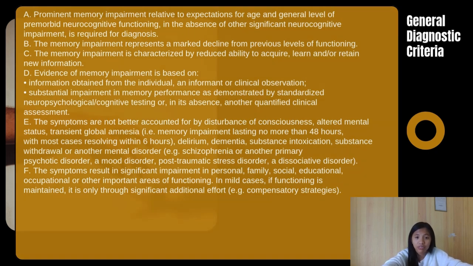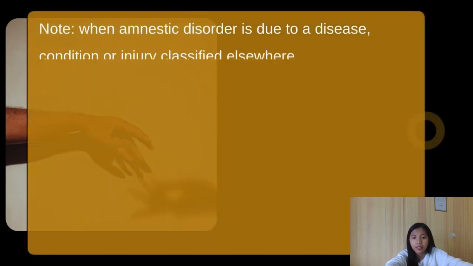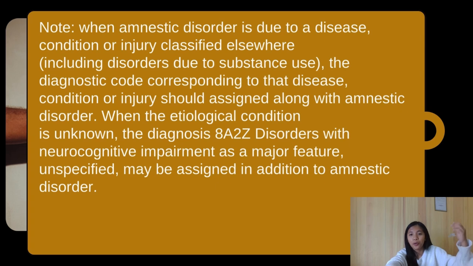In mild cases, if functioning is maintained, it is only through significant effort. So now, there are things that we should take note of when it comes to this amnestic disorder. Number one, when amnestic disorder is due to a disease, condition, or injury classified elsewhere, including diagnostic codes corresponding to that disease, condition, or injury should be assigned along with the amnestic disorder.